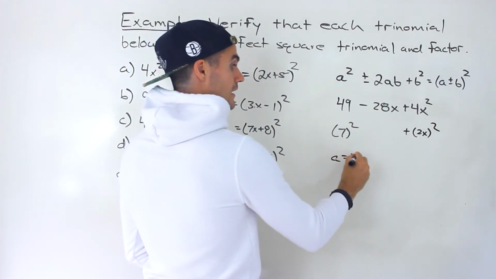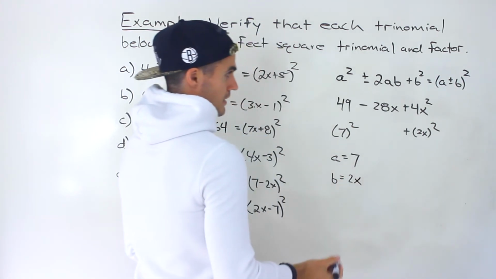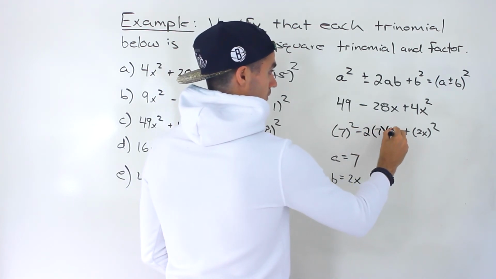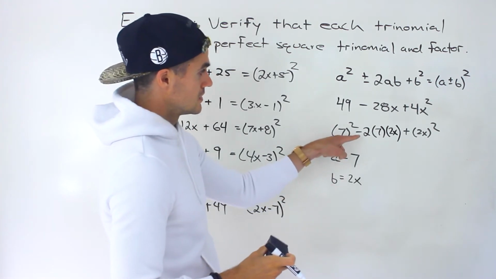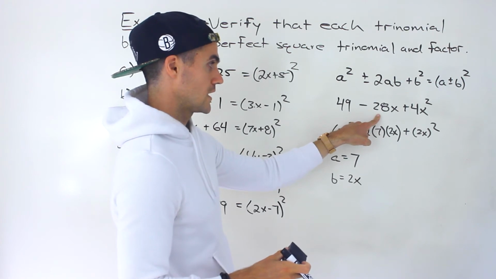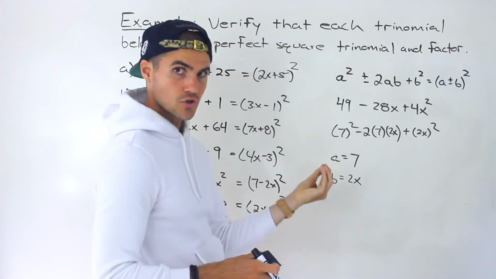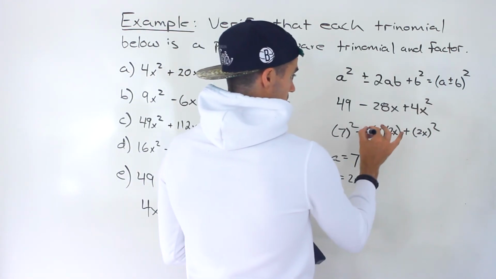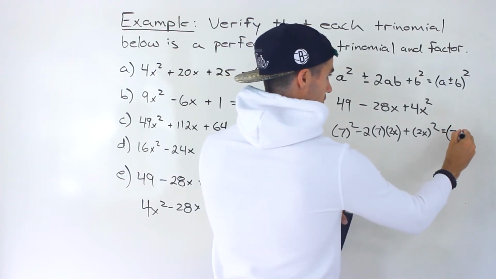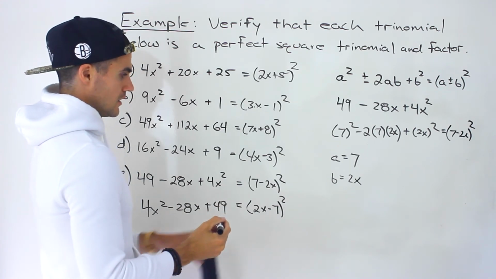So notice that the A value is 7 in this case, the B value is 2x, and we end up with, there's a minus here, so minus 2 times the A value times the B value. And notice negative 14 times 2x does indeed give us negative 28x. So because we were able to rewrite it in this format, we showed it's a perfect square trinomial. Because there's a negative, we're dealing with the A minus B case, 7 minus 2x squared, like that. Right, which is this.